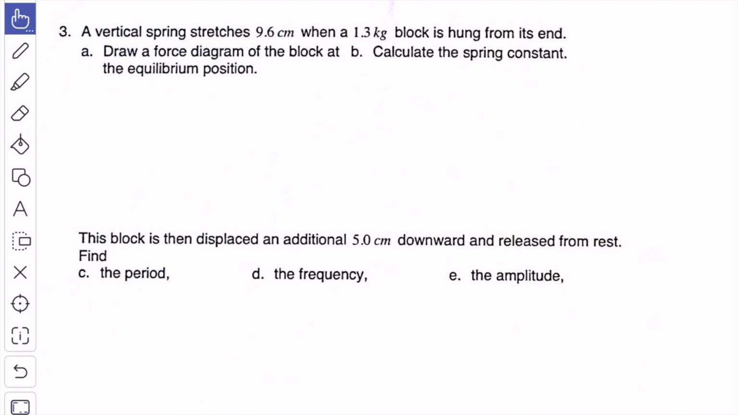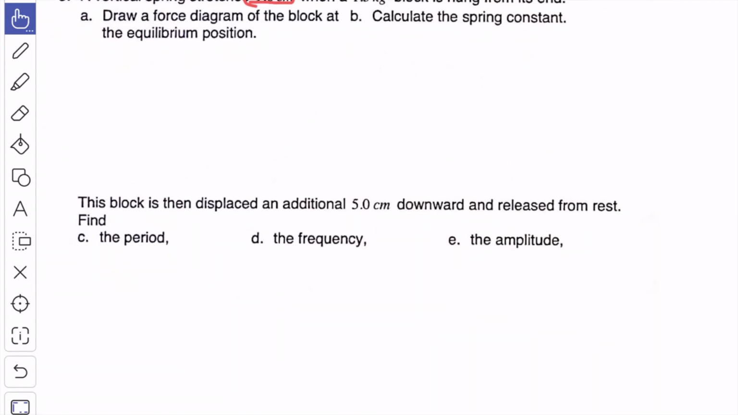On number 3, I think you should be pretty good to get this one. Notice that it is a vertical stretch, so that 9.6 centimeters is its new equilibrium. So when you get to letter E, the amplitude, you ignore that 9.6. You don't have to deal with that because that's the equilibrium point, which means what is the amplitude if it's pulled down an additional 5 centimeters?